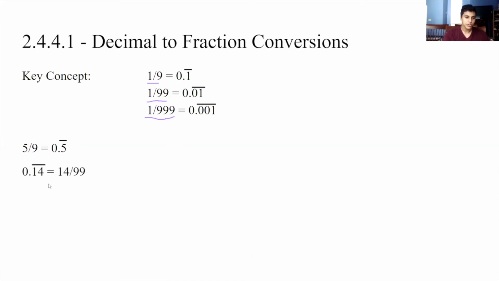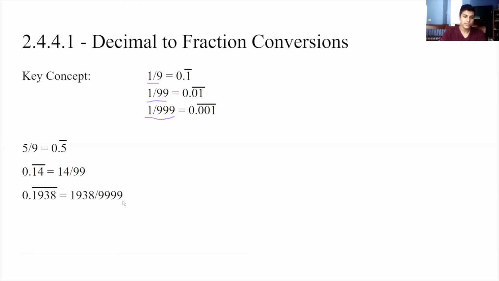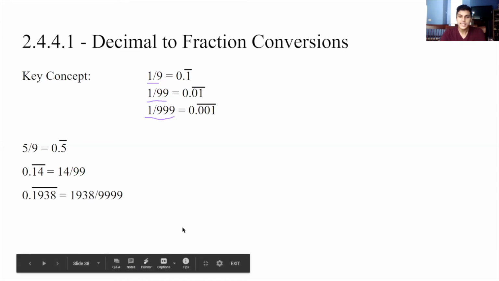In this one, I have 0.14 bar, with the bar above both the 1 and the 4. Since I have 14 different 0.01 bars in this, and each 0.01 bar equals 1/99th, this should equal 14/99ths. And then this one, 0.1938 bar, with the bar over all 4 numbers, should equal 1938 over 9,999. And that's exactly how this works.